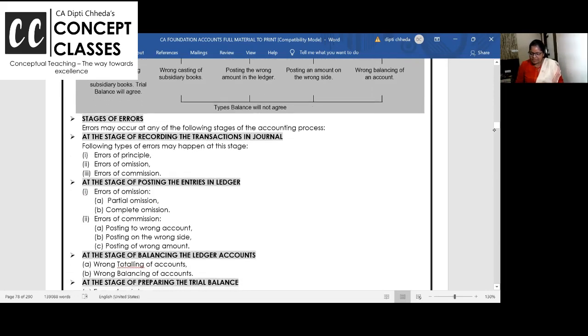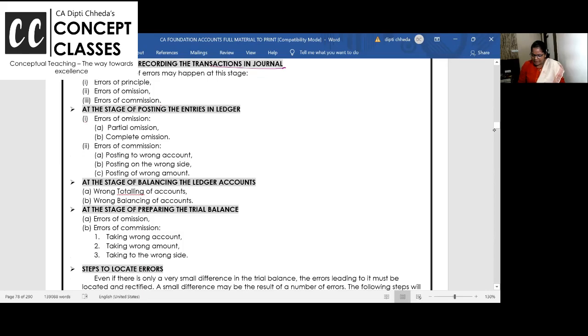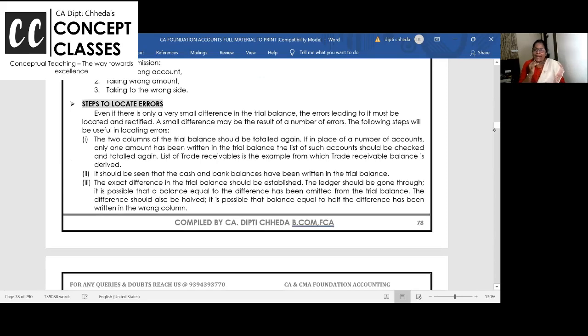Now let us see the stages of recording errors. Okay. While recording the journal entry, you could make an error of principle, capital revenue, or error of omission, or error of commission. While posting also, you can make the error of omission and commission. And after the balancing of the trial balance also. Okay, right. So now how to locate these errors? In the exam they give it to you, but it is the work of the CA in auditing to locate the errors. These types of errors you are going to study again in auditing also. That important this topic is.